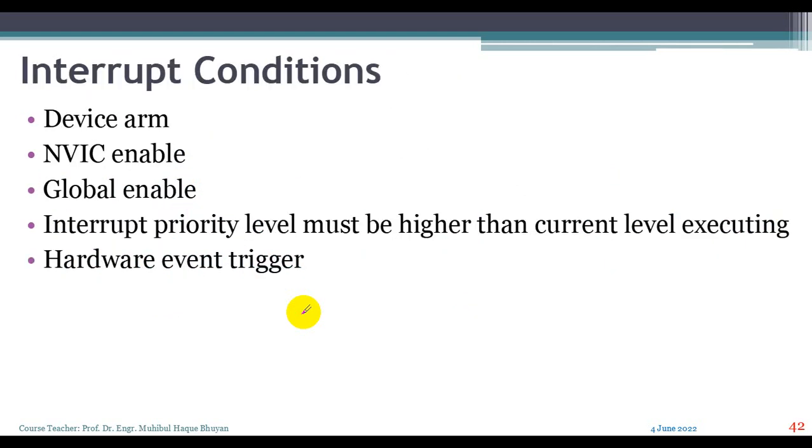Interrupt conditions: there are several conditions like device arm, NVIC enable, global enable, interrupt priority level must be higher than the current level executing, and hardware event trigger. Certainly, in a computer there is the concept of priority. Interrupt should be given higher priority than the normal execution. Otherwise, when there is an interrupt request, it will not give you the service, because if your normal execution has higher priority, it will not bother with that request, which is just a lower priority. So you must give the interrupt priority higher than the normal execution.